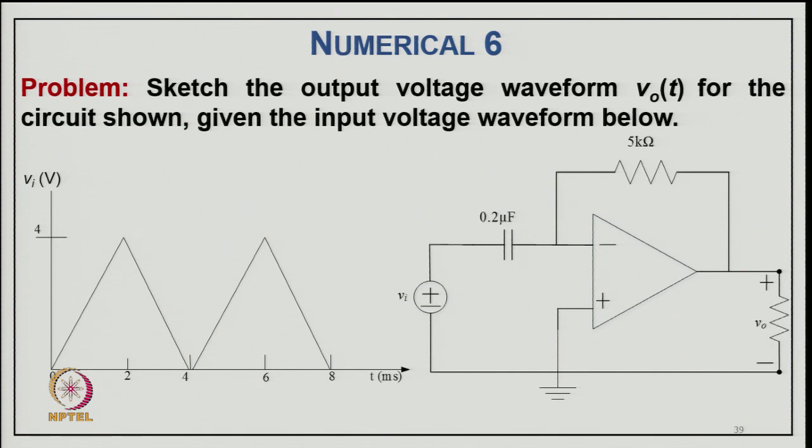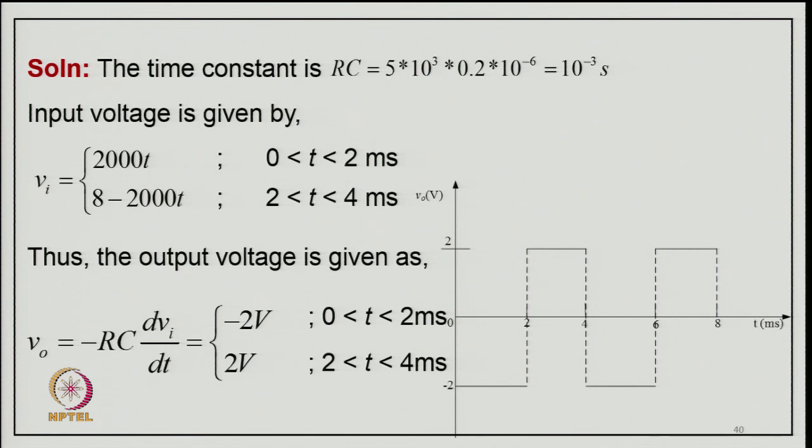Now, numerical problem 6. The problem is to get the output voltage V(t) for the circuit shown, given the input voltage waveform. So, here input voltage is given as a triangular wave with an offset, I mean it goes from 0 to 4 volt, and this is typically a differentiator circuit as you can see here. So, we can see how it comes. The time constant RC, that is 5 into 10 power 3 times 0.2 into 10 power minus 6, becomes 10 power minus 3 second, and input voltage is given as Vi equal to 2000t for 0 to 2 millisecond and 8 minus 2000t for 2 to 4 millisecond.